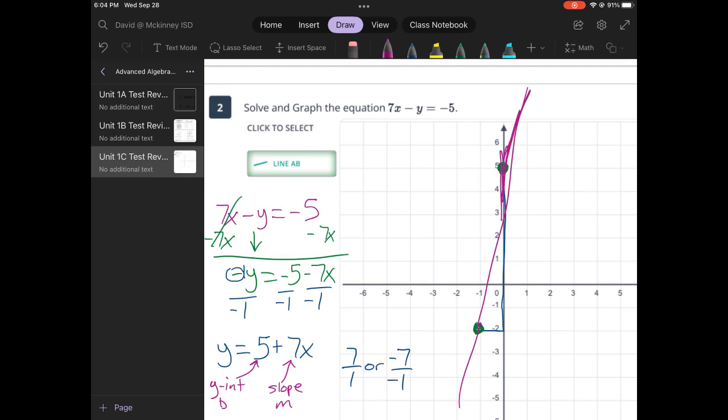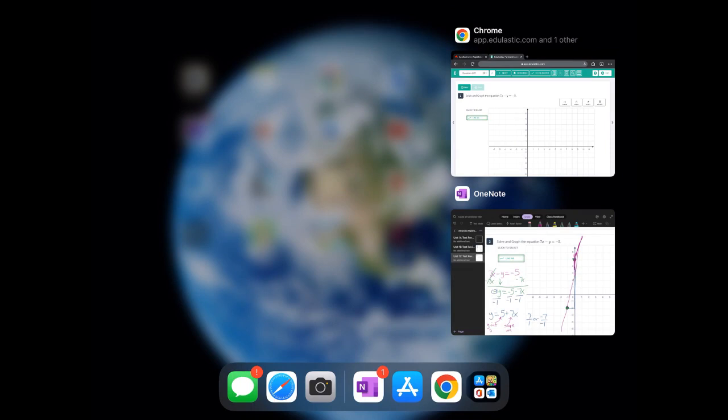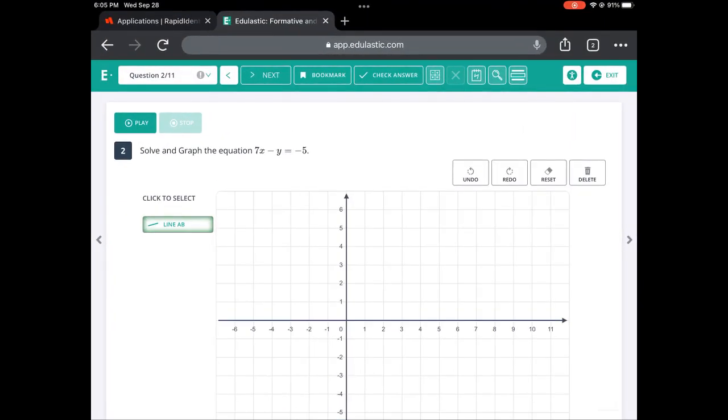Yeah, that's not nice at all. Let's see if we can let our Edge Elastic make a better looking line for us. We're going to switch over. When we do, I need to start by graphing my y-intercept. I click line AB, have to check real quick to make sure of what my equation was, and then switch back over. When I do, I will select my y-intercept at 5.